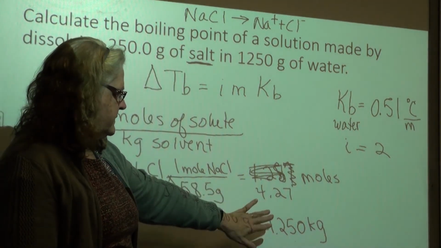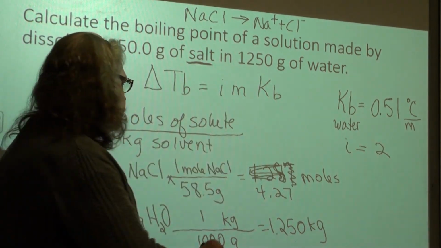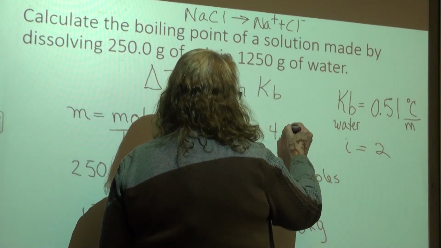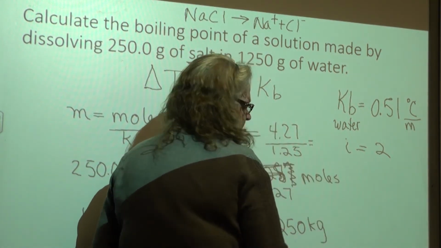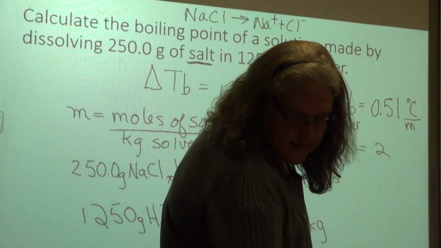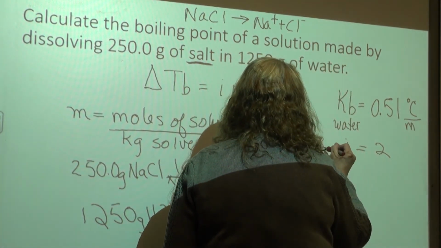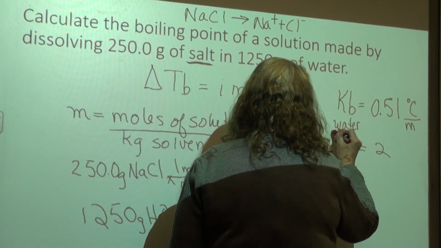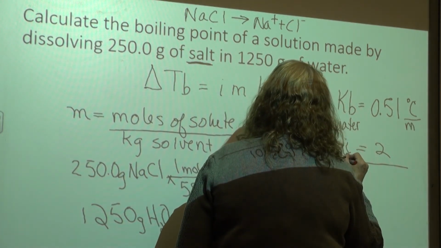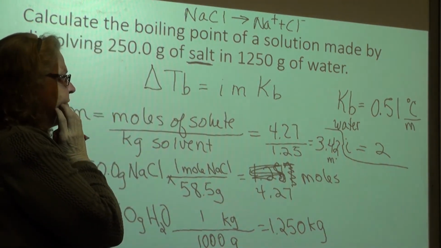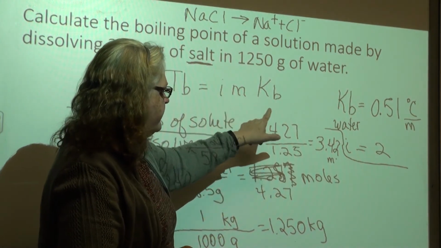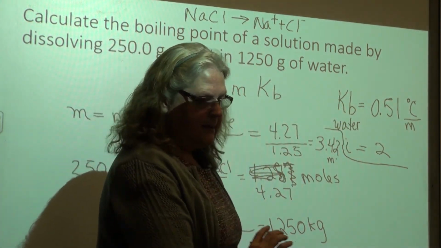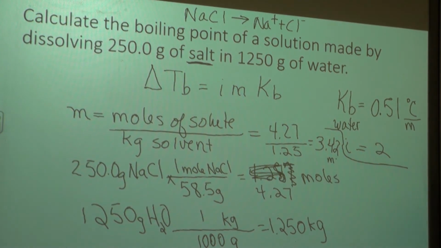All right, so how am I going to get the molality? I'm going to take these two numbers and plug in. So I have 4.27 over 1.25, and that gives me 3.42. That's my molality, 3.42 m. So now I know everything. I know m, I know KB, and I'm out of room. So I'm just going to plug into that equation.